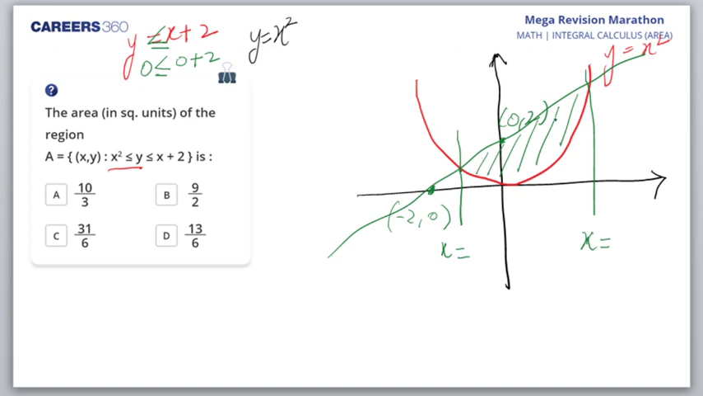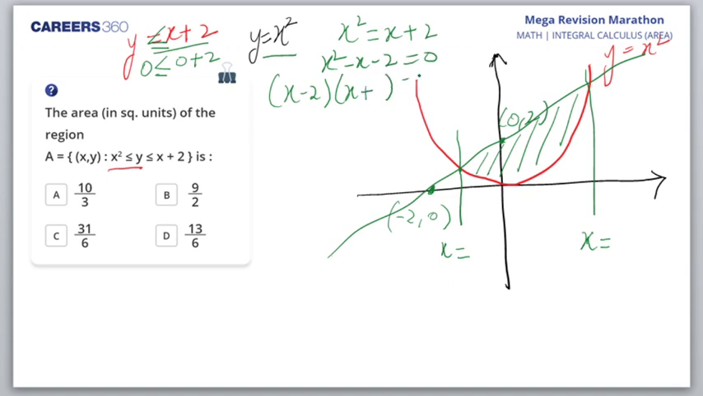So this point of intersection I need to find, which is the point of intersection of the line with the parabola. So I'll eliminate y in both of these equations. x square is equal to x plus 2, or I get x square minus x minus 2 is equal to 0. So I get x minus 2, x plus 1. So what x coordinates am I getting? Minus 1 or 2. So minus 1 would be this and 2 would be this, obviously. So how to write?